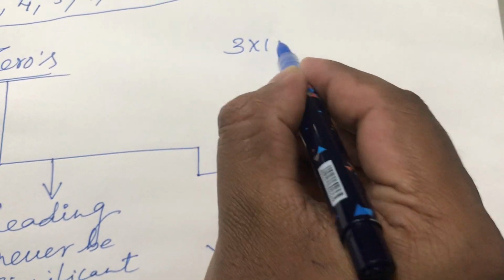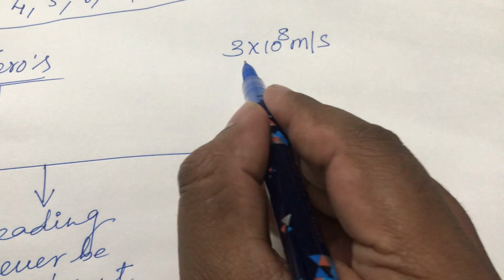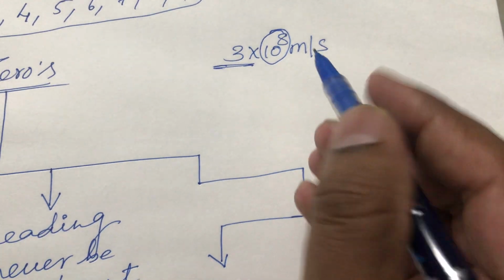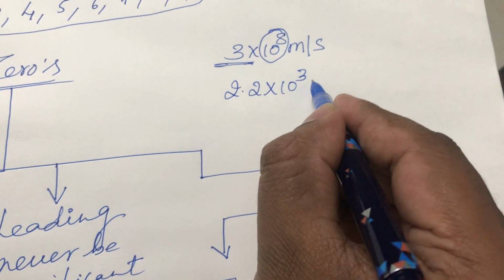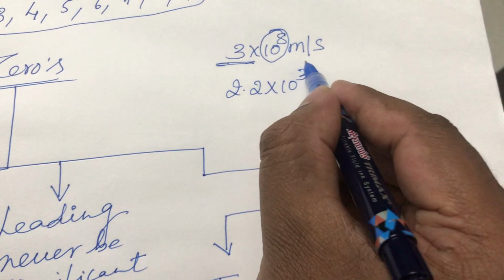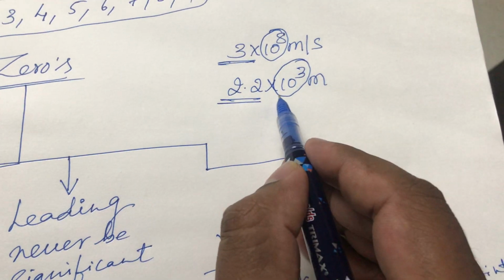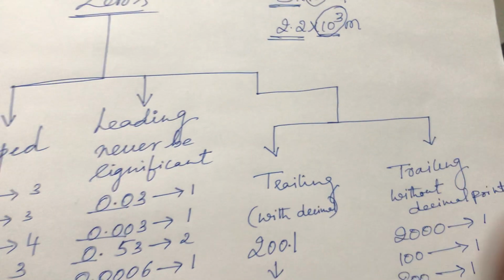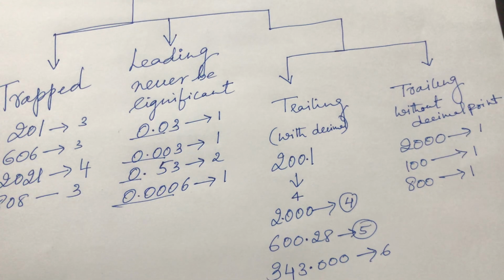Also, one more important thing to remember: 3 into 10 to the power 8 meter per second has only one significant figure, and you can't consider the power of ten as a significant figure. 2.2 into 10 to the power 3 meters has only two significant figures here. Whenever you see the 10 to the power, you can't consider it as significant figures. These are all we have to remember while solving any problems related to significant figures.